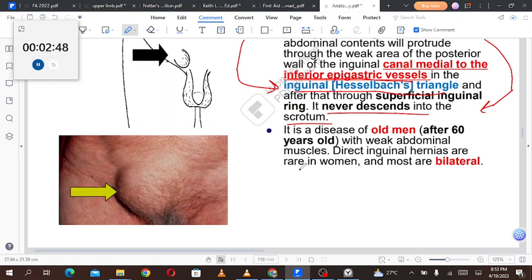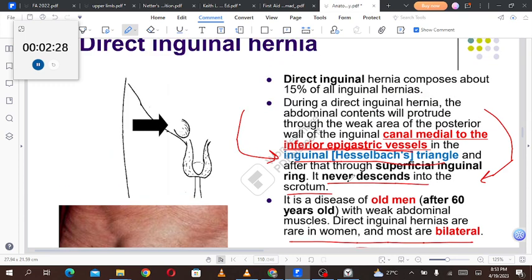Direct inguinal hernias are rare in women and most are bilateral. So the direct inguinal hernia is a problem of the adult or geriatric population, while the indirect inguinal hernia is thought to be a congenital problem because that is occurring in the pediatric age group, like 0 to 3 years. So both direct and indirect inguinal hernias are more common among men.